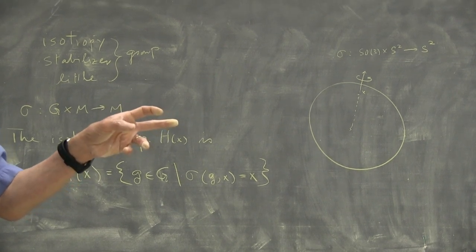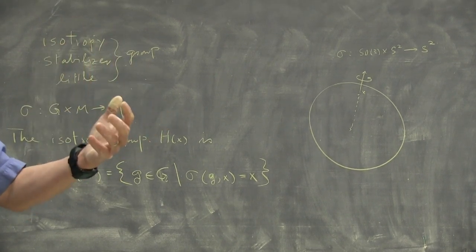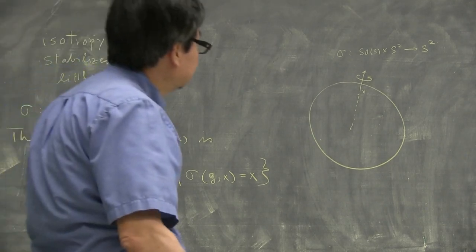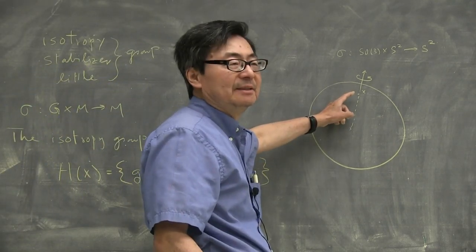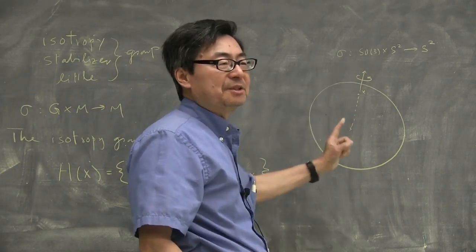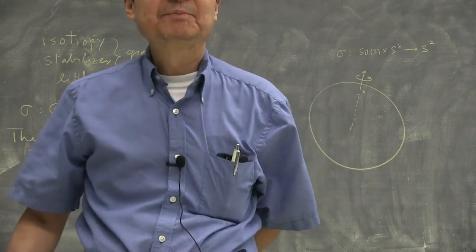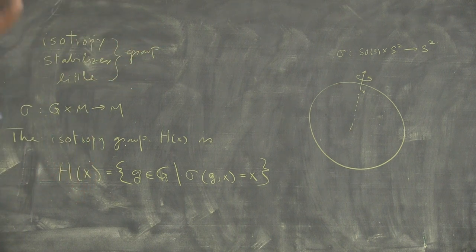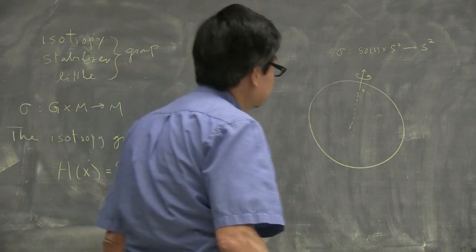SO2. It's rotation on a plane, okay? So in that case, the stabilizer group of this particular point is the set of all rotations about this axis. And it's a subgroup, quite obviously. SO2 is a group itself, okay? The set of two-dimensional rotations is a group, an SO group.